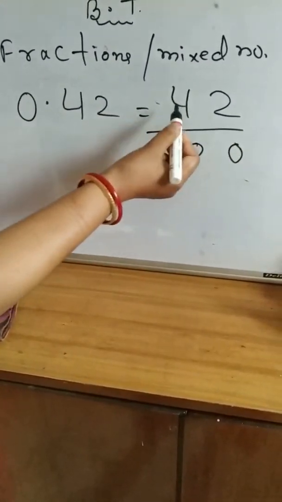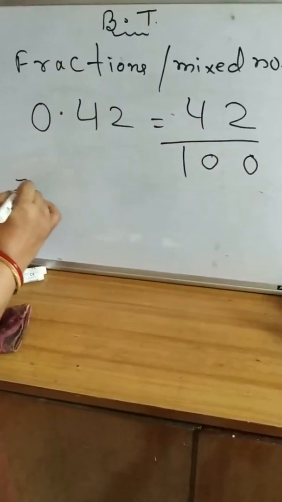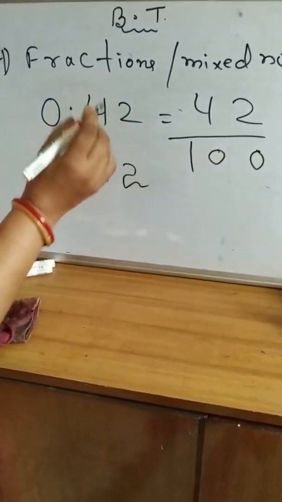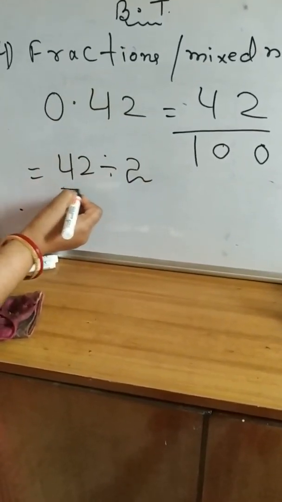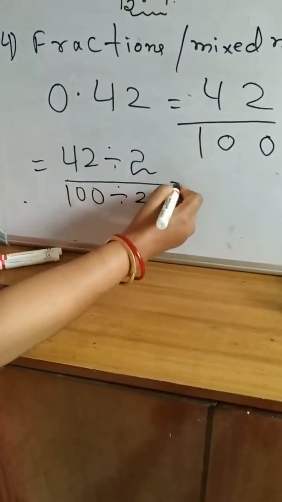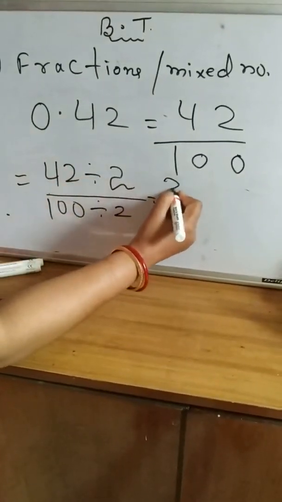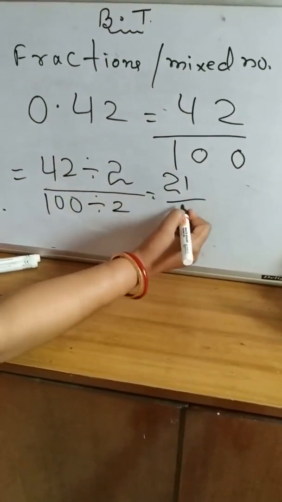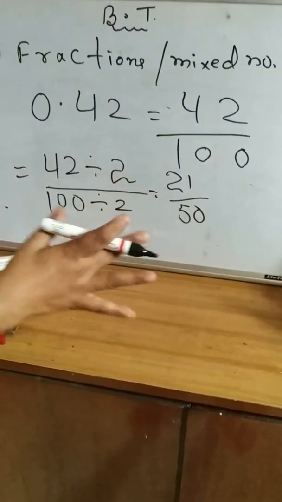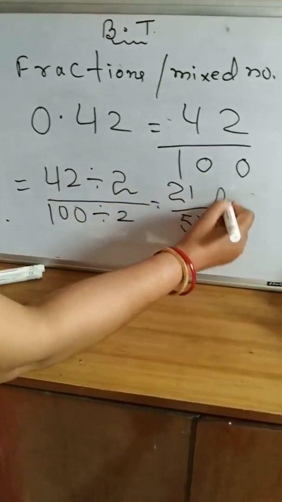Now here we see that this 42 by 100 is not in the lowest term. So let us convert it into lowest term, dividing by their common factor, the lowest common prime factor. So I am dividing it by 2. I have told you how to convert the numerator and denominator into lowest term. After dividing it becomes 21, and after dividing it becomes 50. Here we see that 21 and 50 do not have a common factor. So this is the answer.